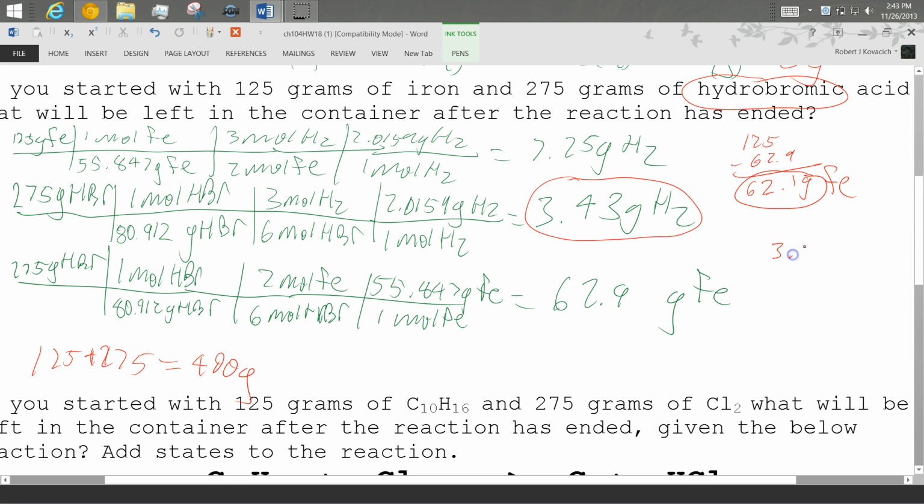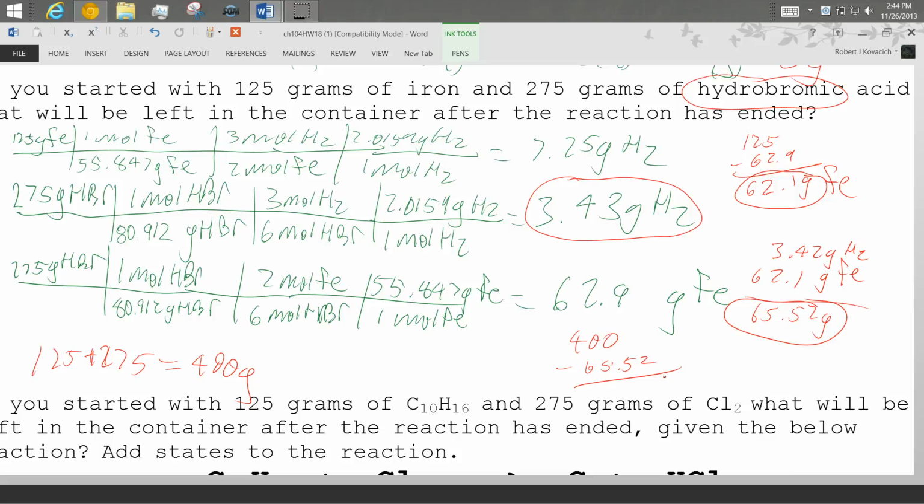Okay, so we know that there's 3.42 grams of hydrogen, right? We know that there's 62.1 grams of iron. What else do we know? And there's 400 total grams of stuff that need to be in the container, right? Okay, so what do we got here? I've got a 2 and a 5 and a 5 and a 6. So that's grams of stuff that's in the container that doesn't have the other product. So if I subtract 400 off of that, what would that be? 334.48.